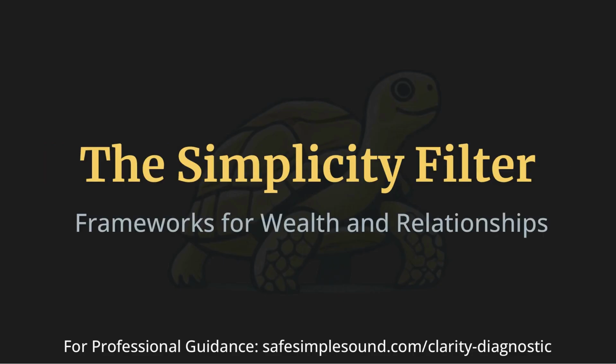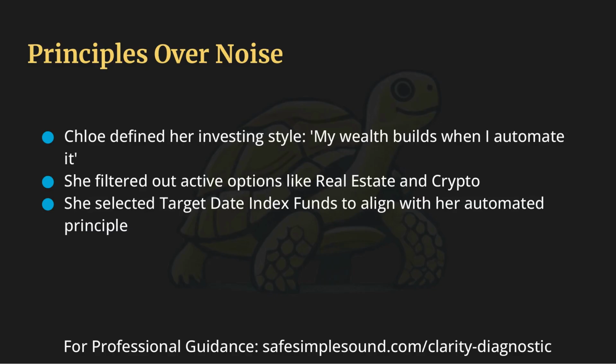Let's look at Chloe. Chloe is 28. She has $100,000 in cash and is paralyzed by 5 different investing podcasts. One says real estate, another says crypto, another says stocks. She applies question 1, the job. She looks at her history. She realizes she succeeds when things are automated and fails when she has to make active decisions. Her principle, my wealth builds when I automate it and ignore it.